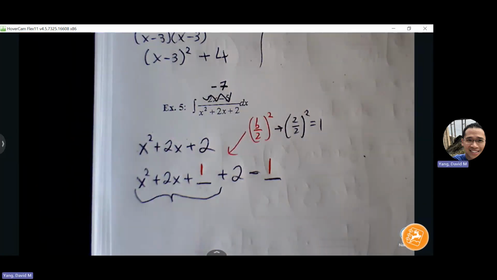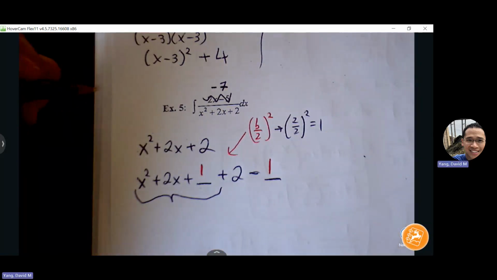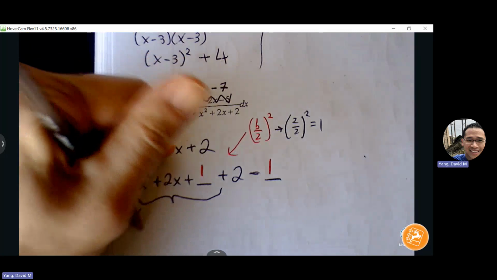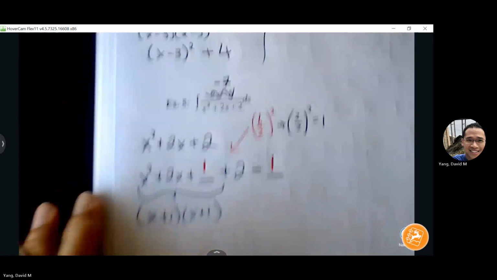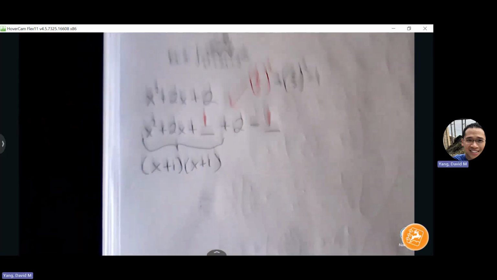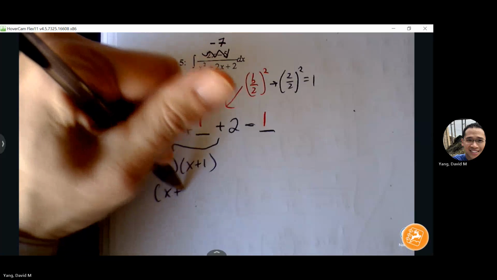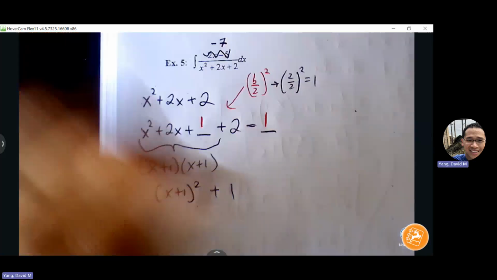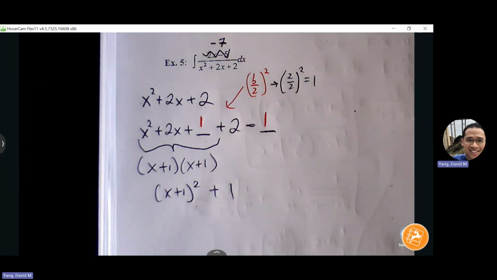1 multiplies to be 1 and adds up to be 2. What two numbers? x plus 1 and x plus 1, right? And then we can merge it back together and make it what? x plus 1 squared plus 1. Okay, so now we're at the starting point from the previous page.